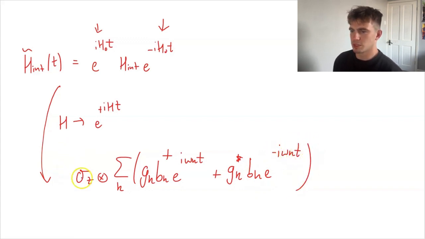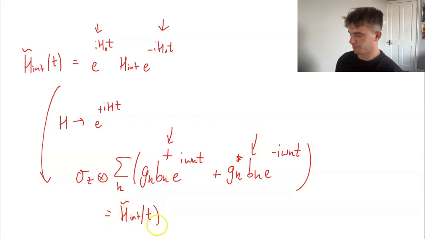Okay, so we've just got sigma z tensored with the sum over all the modes of gk with bk dagger, so a creation operator, with a complex exponential e to the i omega k t, and then basically just the complex conjugate of that entire thing. So this is equal to the thing that we wanted, which was the interaction Hamiltonian in the interaction picture.